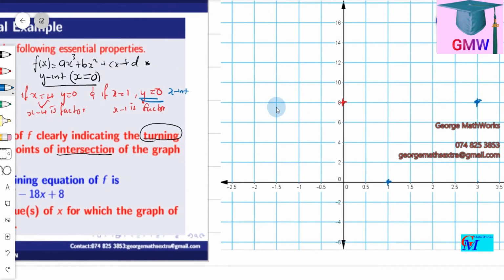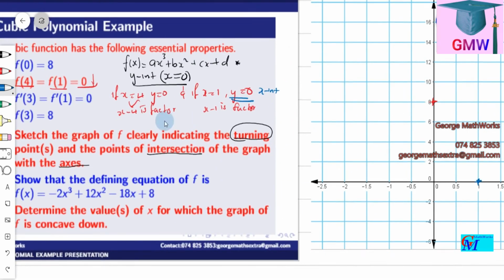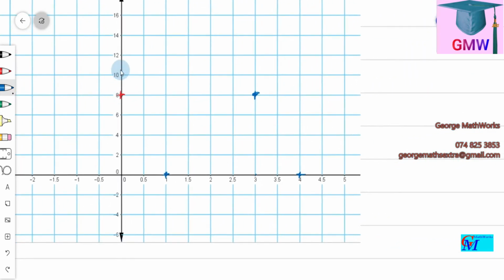Now, what is left is to join these points and come up with a cubic polynomial, because the question we are answering says sketch the graph of f. It says sketch the graph of f indicating the turning points and the points of intersection of the graph with the axis. The graph intersects with the y-axis and also the x-axis. So I'm going to be joining those points here. I'm going to join the points.